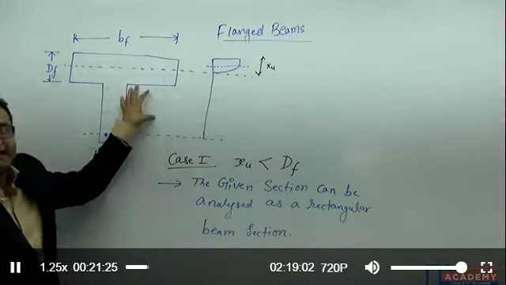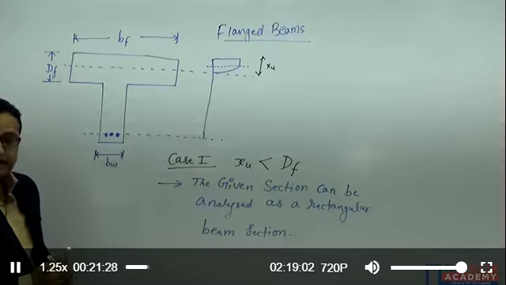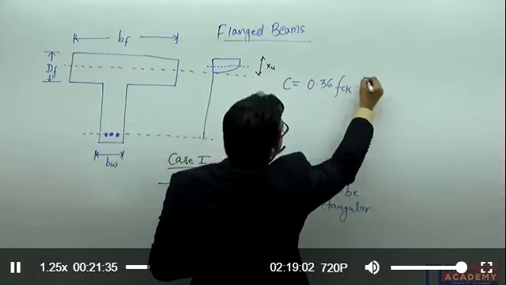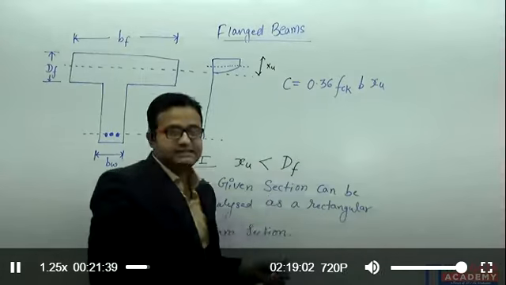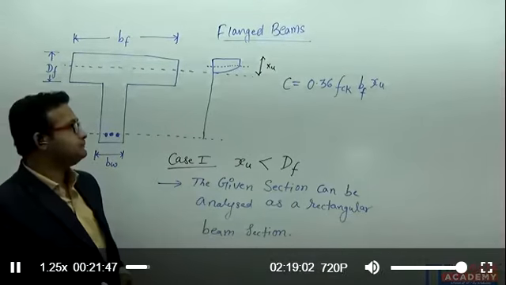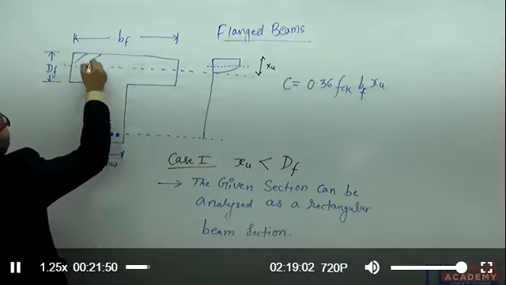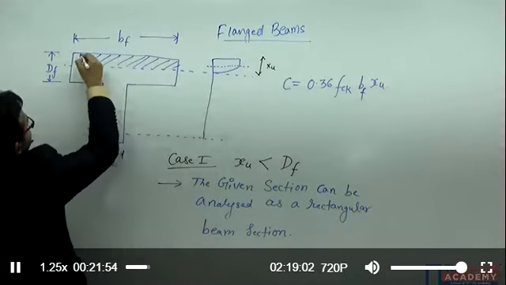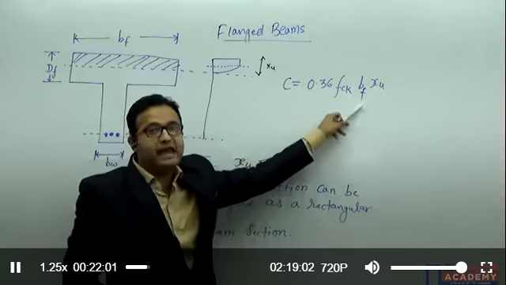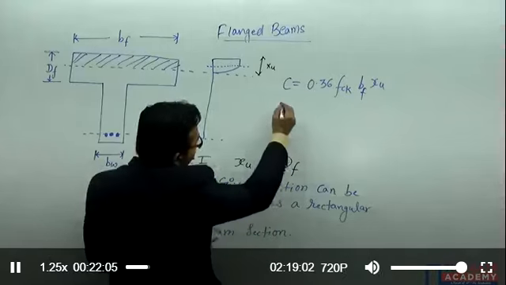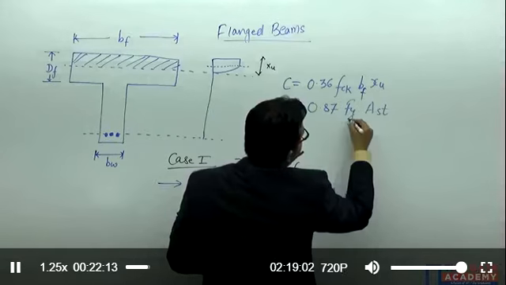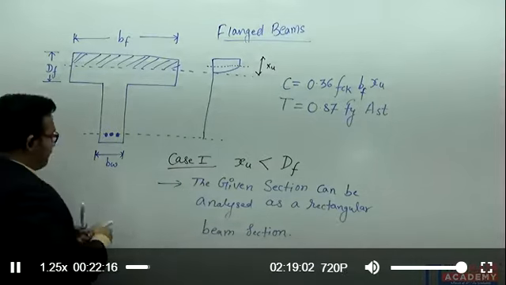So if I can analyze this flange beam as a rectangular beam, I know the total compressive force is equal to 0.36 fck b into xu. This time the b will be your width of flange, that is the effective width of the flange, I should write here bf. Because my depth of the neutral axis is within the flange portion, less than the depth of flange. So I can write the total compressive force equal to 0.36 fck bf into xu. And the total tensile force T equal to 0.87 fy into Ast. Suppose Ast is the area of reinforcement I have provided.